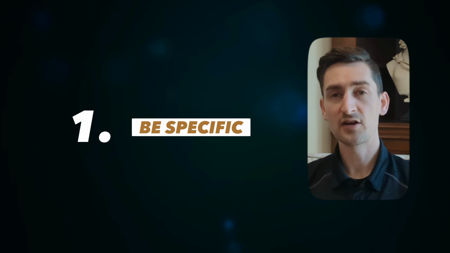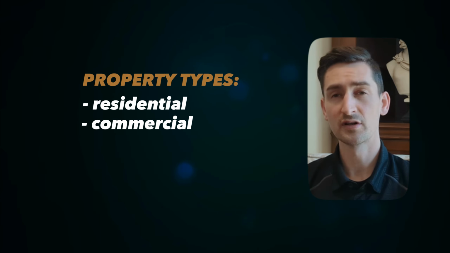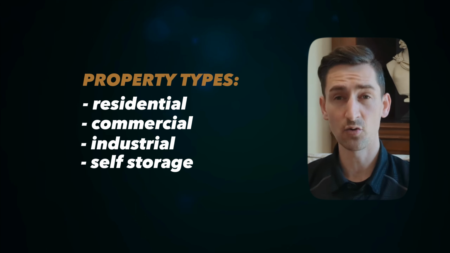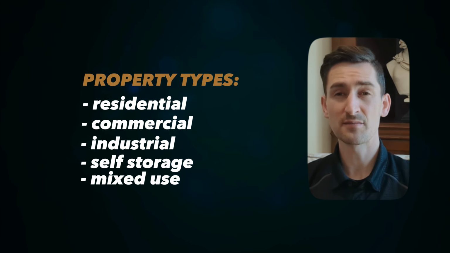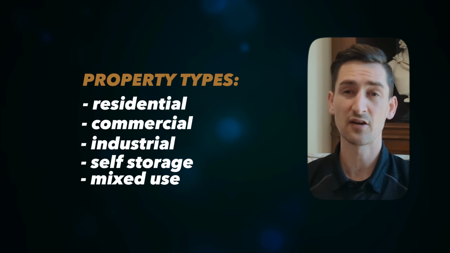So let's talk about developing your business plan. First of all, you're going to want to be specific. There are several different property types. Those property types are anything from residential, commercial, industrial, self-storage. Sometimes there's mixed use. Sometimes there are subsections underneath those, like under residential, it can be single family, multifamily. But for those main specific property types, you're going to want to select one. Just one.